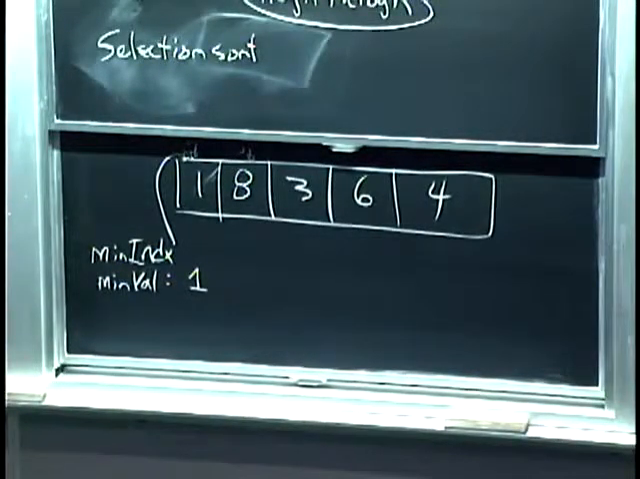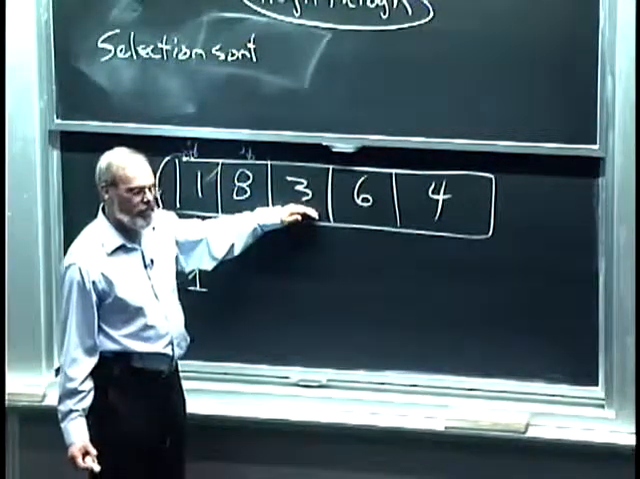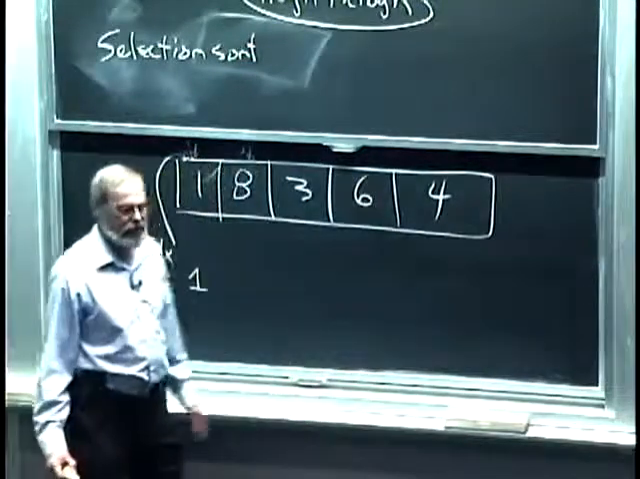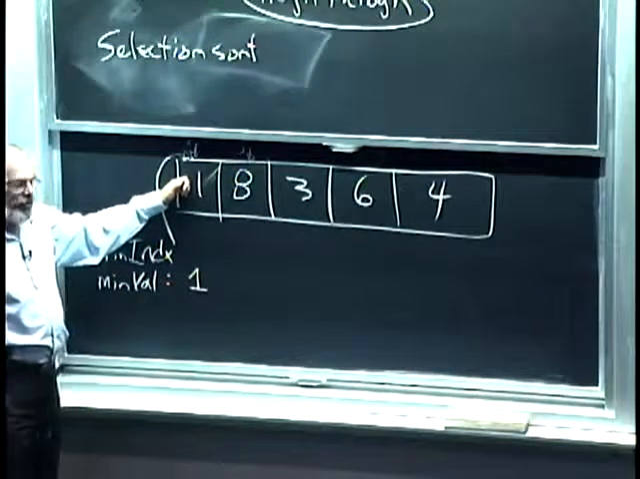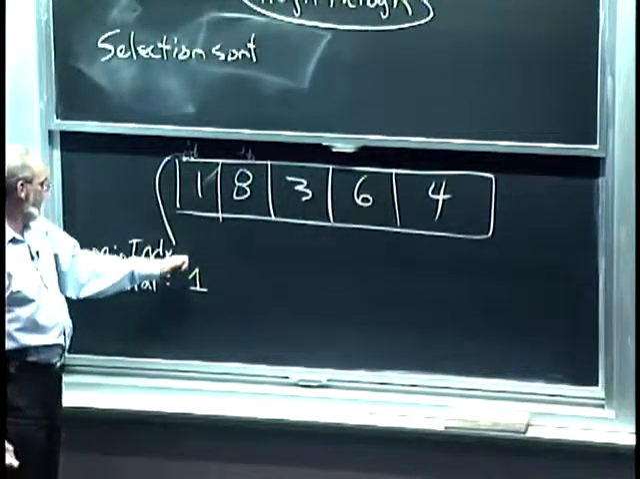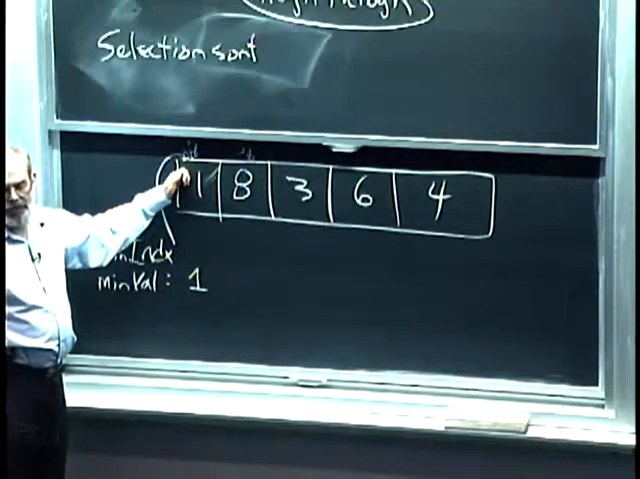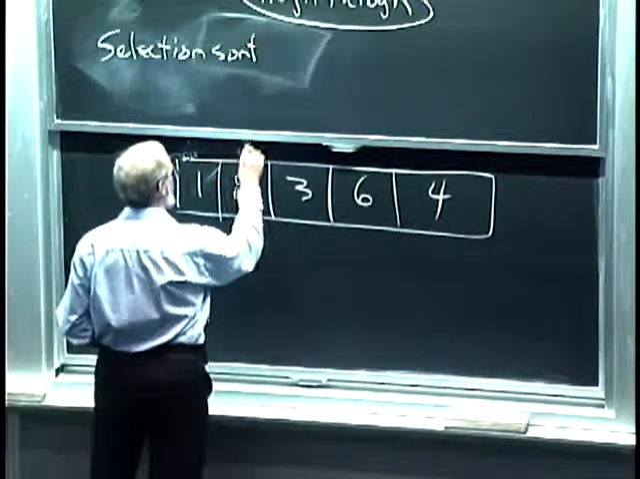All right, so let's walk this. Min value is 1. Is 1 bigger than 8? No. I move j up. Is 1 bigger than 3? No. 1 bigger than 6? No. 1 bigger than 4? No. I get to the end of the loop, and I actually do a little bit of wasted motion there. I take the value at I, store it away temporarily, take the value where min index is pointing to, put it back in there, and then swap it around. Okay, having done that, let's move I up to here.